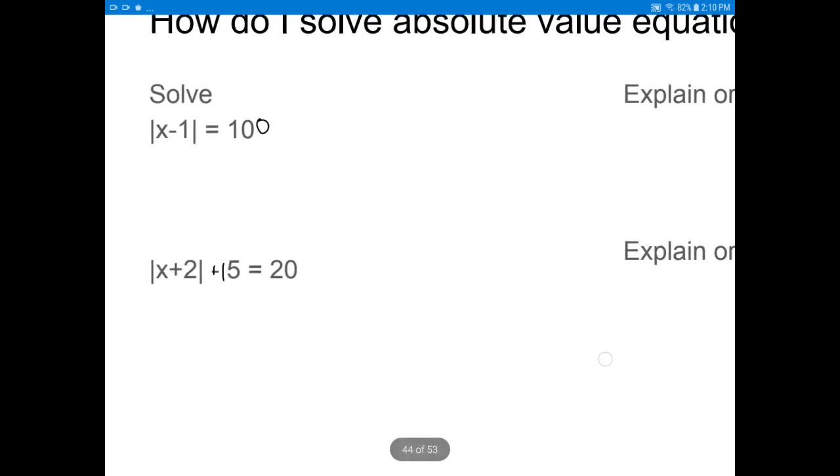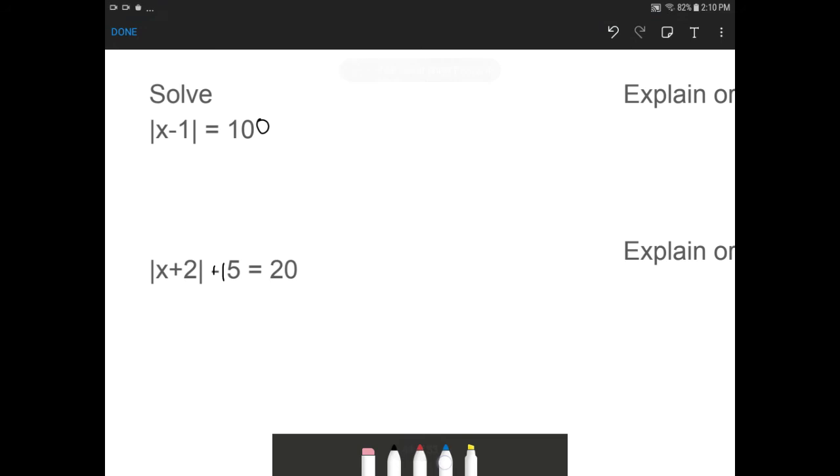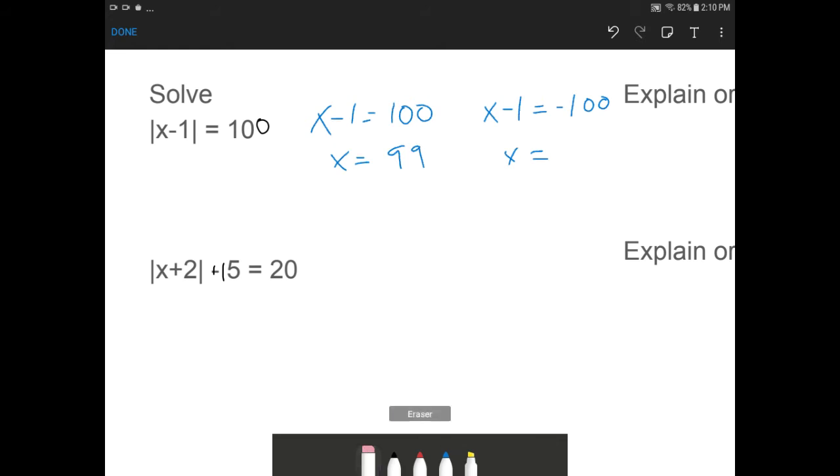Okay, absolute value equations. So you do this, x minus 1 equals 100, and then you also do x minus 1 equals -100. You have two answers. So x equals 99, x equals, wait, why did I do that? x equals 101, and then x equals -99.